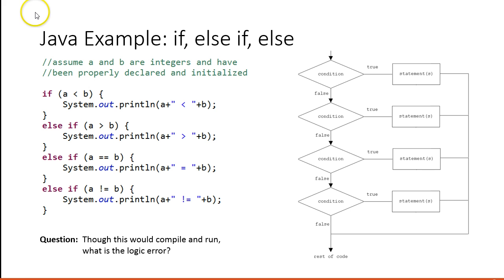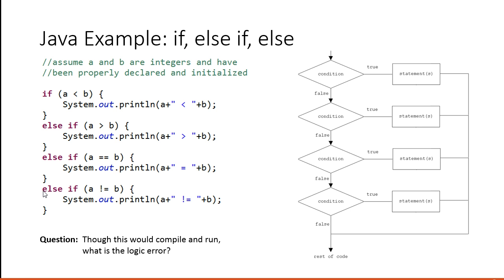Well, let's ask ourselves. First, if a is less than b, we print a is less than b. If a is greater than b, we print out a is greater than b. If a is equivalent to b, we print out a is equal to b. Else if a is not equal to b, we print out not equal to b. So there's a couple things wrong here. But the first thing I'm going to talk about is, notice how if a and b are integers, these four are the only possibilities. So that means one of these four conditional statements has to be evaluated true.